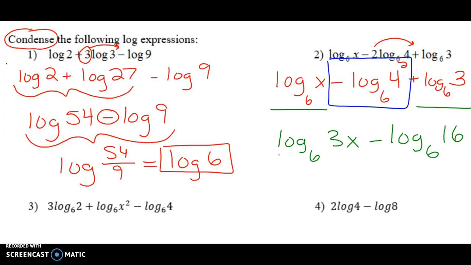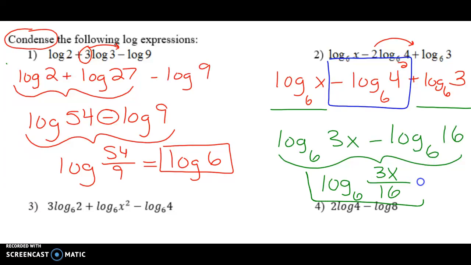So the last step here, I'm going to condense these into log base 6 of the first thing over the second thing. So 3x over 16. Does 3 over 16 reduce at all? No, so that's your answer. Your answer is log base 6 of 3x over 16.